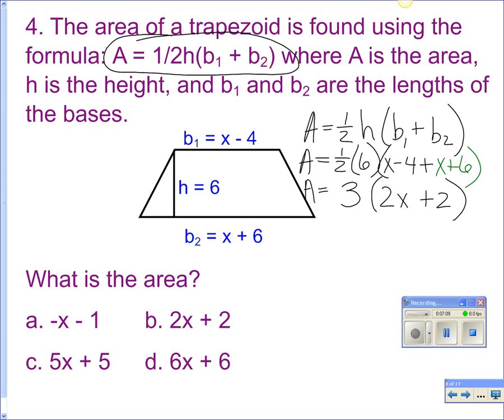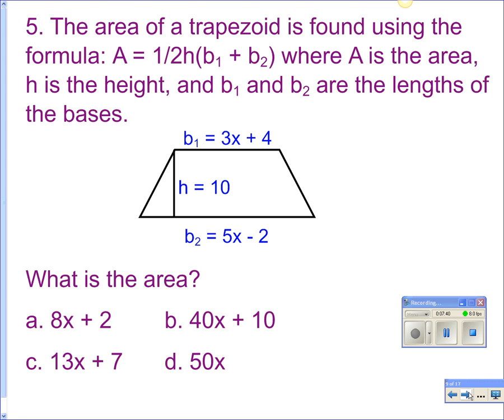Okay. All right, and then I have one last step. Got to multiply to both of them. You have to distribute. Okay. Got to do a top lobster claw. 3 times 2x is 6x, and 3 times 2 is just 6. Okay. So look at your answer choices: A, B, C, or D. D. Okay.